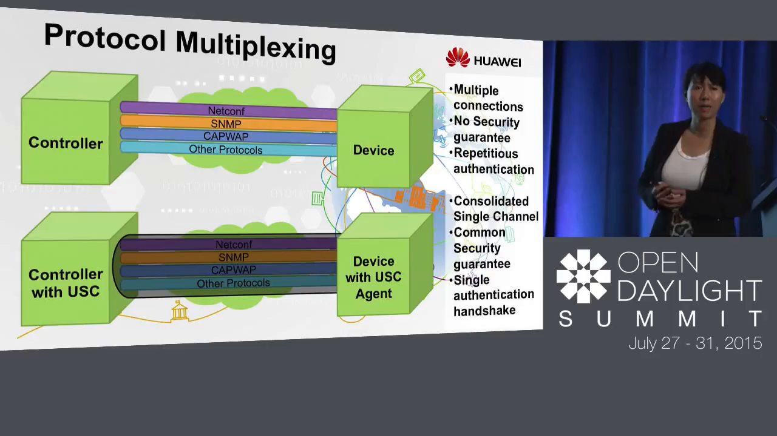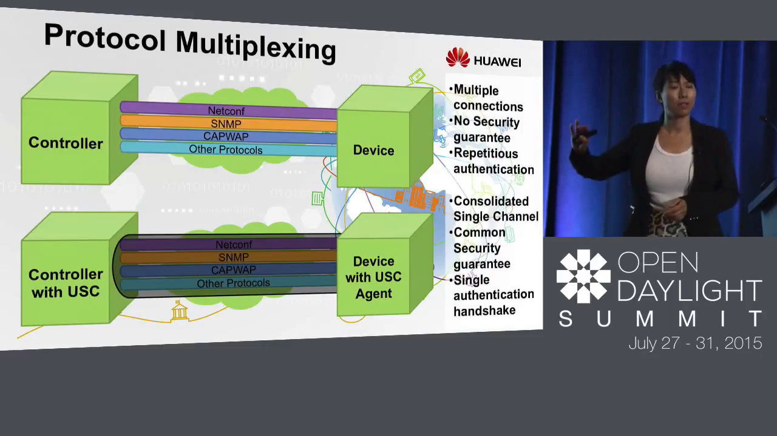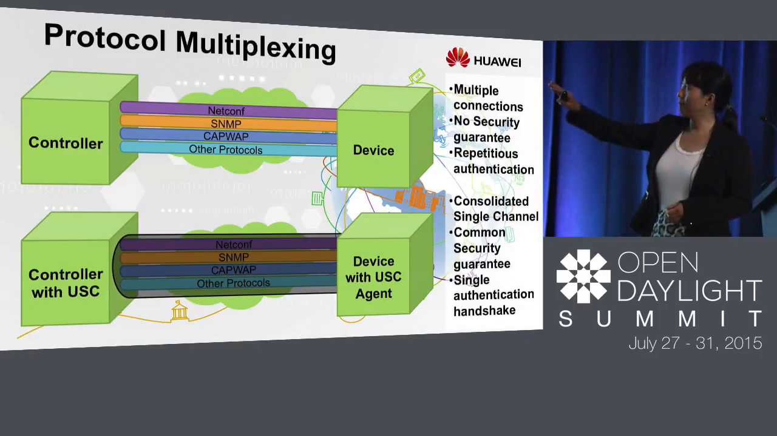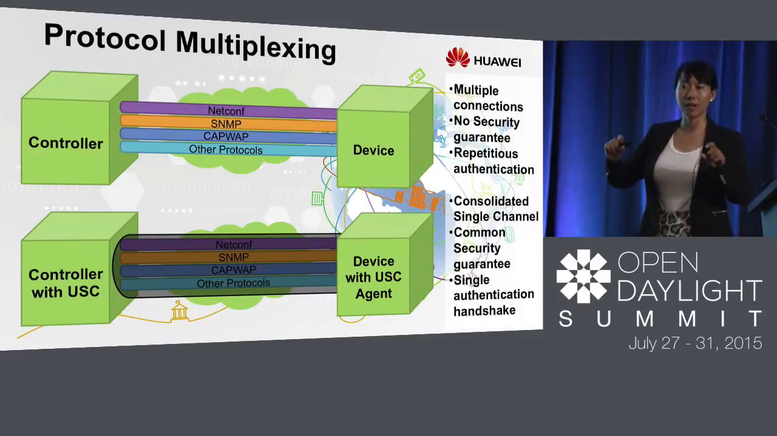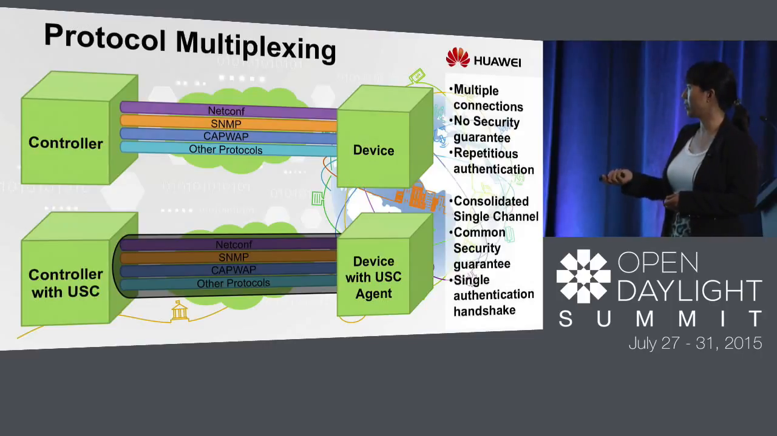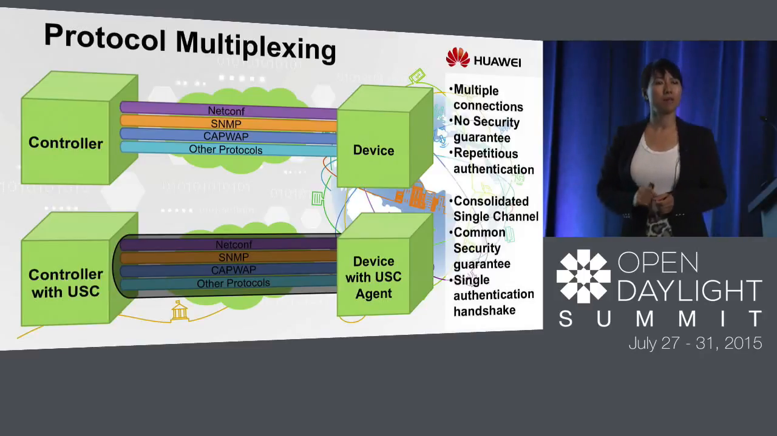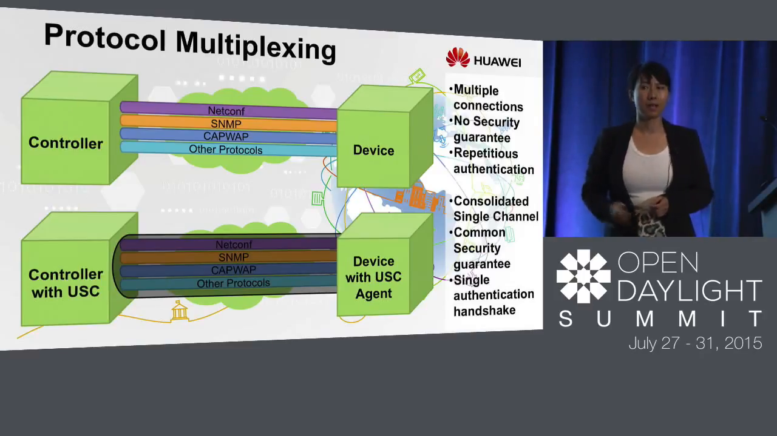So for protocol multiplexing, if you look at the first one, without unified secure tunneling, you can see the flow between the controller and the device. For each protocol, it has its own tunnel. And with authentication, they basically do repetitious authentications for each connection. With the unified secure tunnel, all the traffic could share the same tunnel with one handshake, which is much more efficient than the first one.